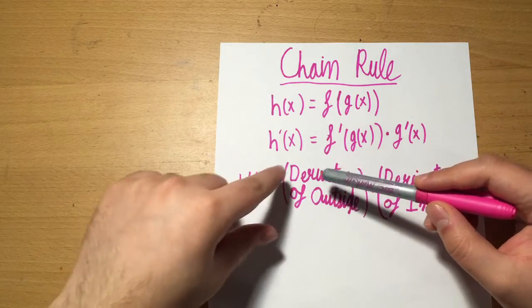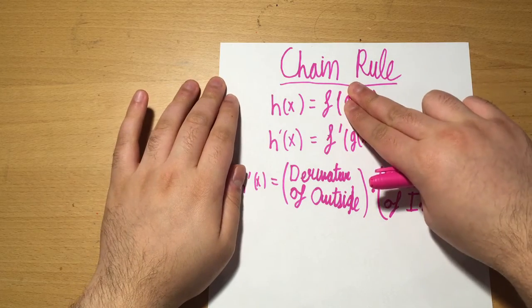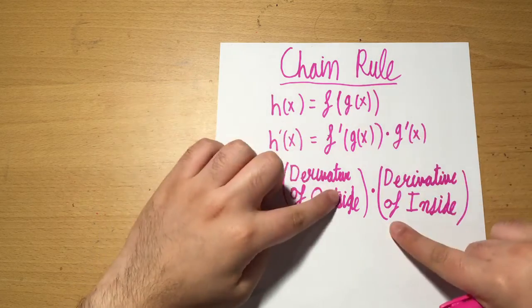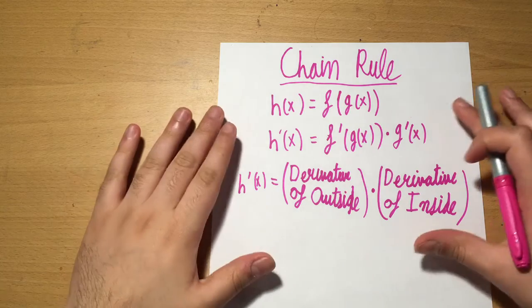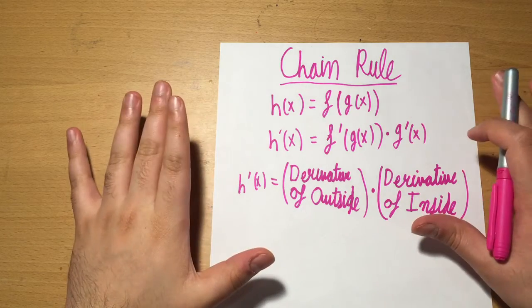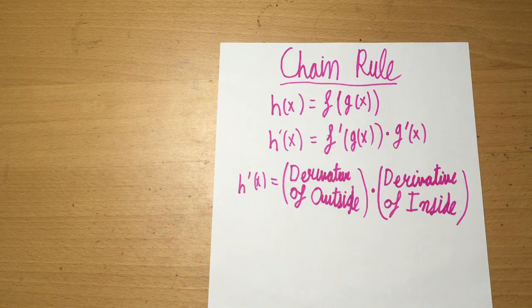So what you're doing is you're taking the derivative of the outside stuff while ignoring the inside stuff. And then you're multiplying by the derivative of the inside stuff. So I think this will be best shown through our first example. So let's take a look.